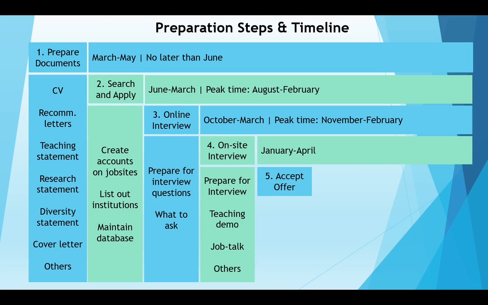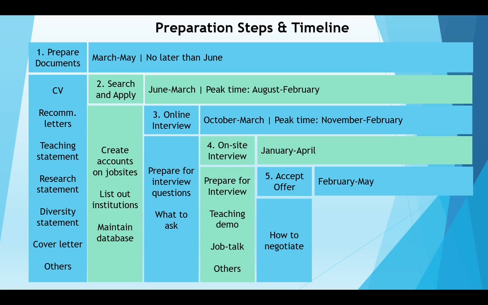Step 5, accept the offer. If you are selected, they will offer you, and once you get an offer, you have to decide how to negotiate the salary and startup fund. An offer usually comes from February to May. Then the job usually starts in July or August.